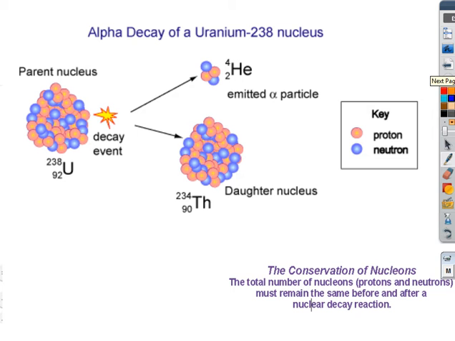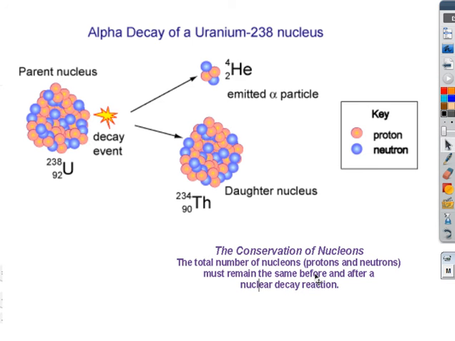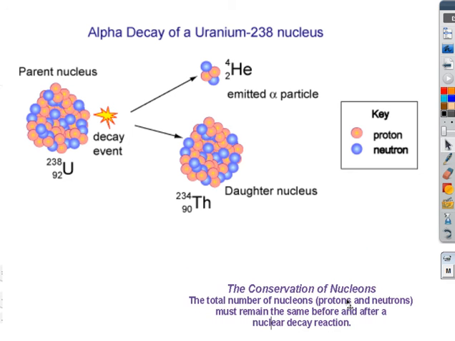So let's look a little bit more at this alpha decay. One thing you'll notice as well is a very important physics principle is at play here. And just like a lot of the other physics principles, this is based on conservation. And in this situation, when we're talking about decays, we need to keep in mind the conservation of nucleons. So the total number of nucleons, again that's the protons and neutrons, must remain the same before and after a nuclear decay reaction. So we can write out this decay event in isotope notation, and it'll look like this.